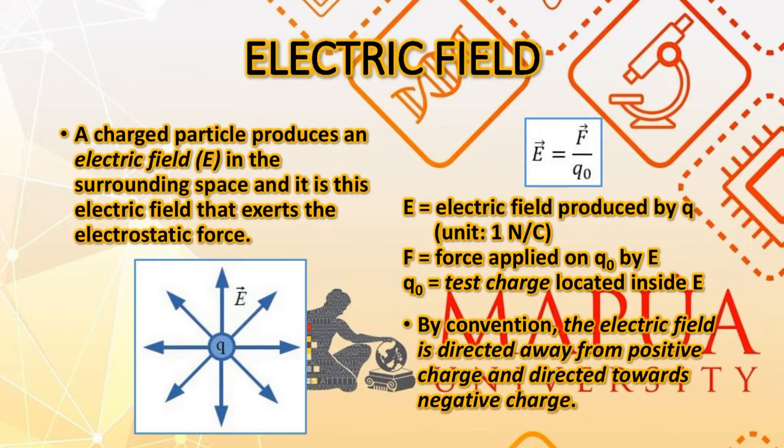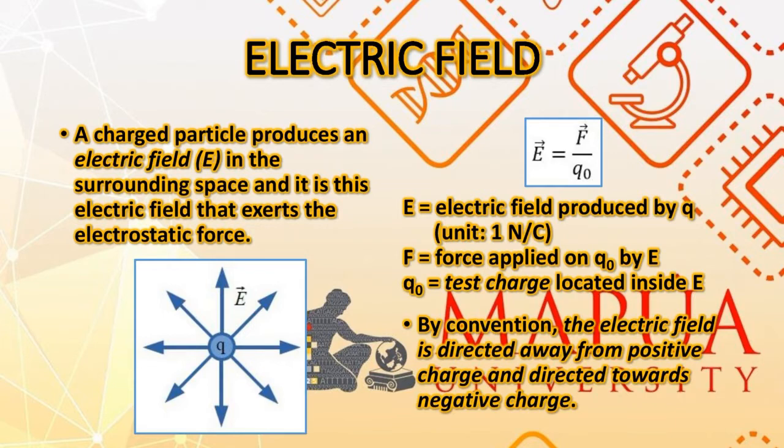The electric field is produced by the electric charge. You can even consider it as some sort of a property of an electric charge because there is electric charge, there is electric field. The electric field is in the surrounding space and it is the electric field that exerts the electrostatic force. Since the electric field is in the surrounding space of the electric charge, the other charge is already in contact with the electric field. So the electric field has no problem applying or exerting the electrostatic force.